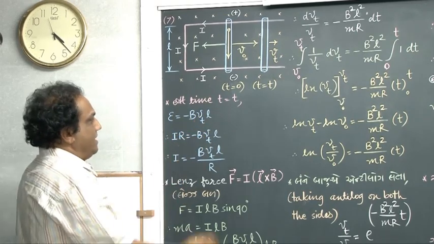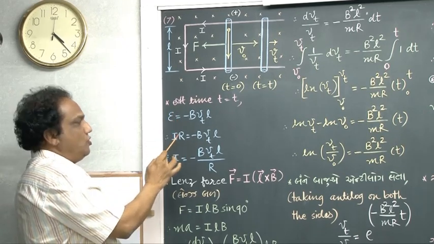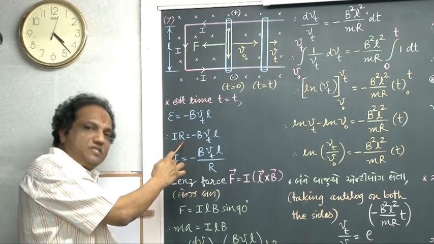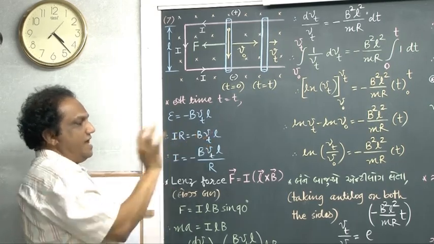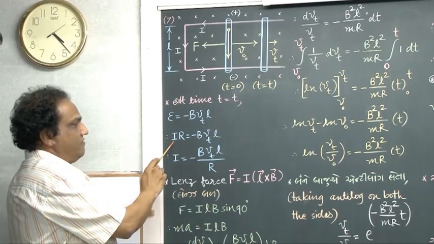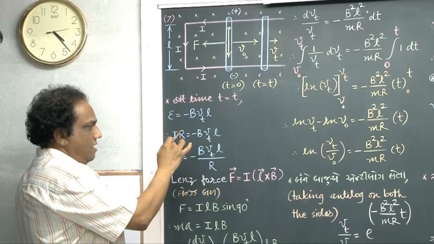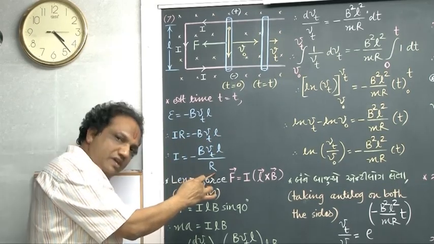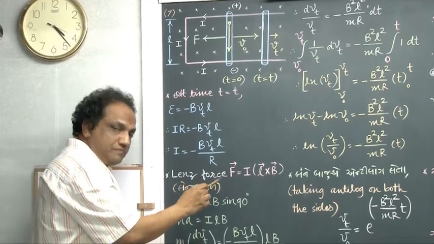Fine. And now according to Ohm's law, induced EMF should be equal to induced current into resistance. Fine. E equals to IR. Right hand side as it is. Find out I from here. It will be minus BVTL upon R. Okay? Fine. Now let us talk about Lenz's force.